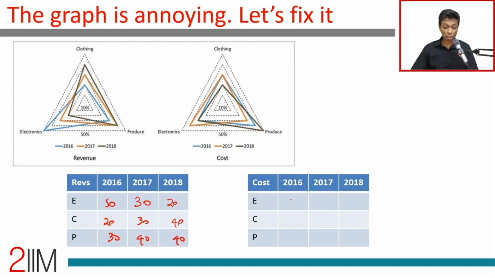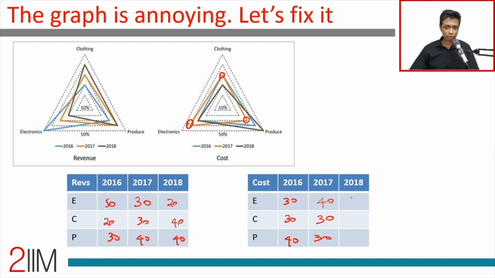Now coming to cost, 2016 blue line, this point 30, again 30, 40, adding up to 100. That's a simple cross-check mechanism. 2017 orange line, 40, 30, 30, adding up to 100. 40, 30, 30.